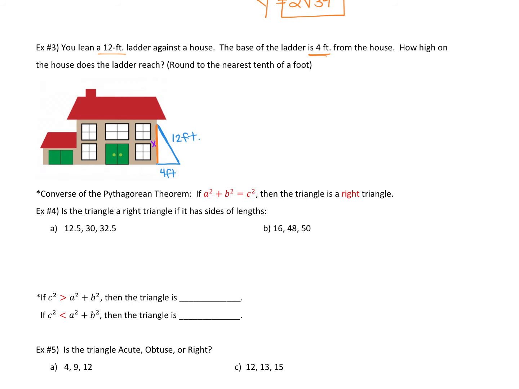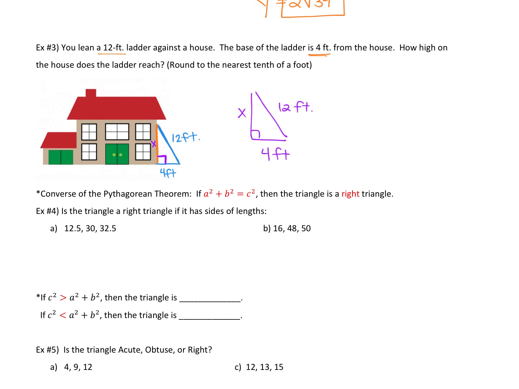Notice if it's leaning against the house, the house is vertical, the ground is horizontal. So this is where your right angle would be in that situation. So basically what you're looking at is this. You have 4, 12, and X, all right? That's your setup for your triangle.